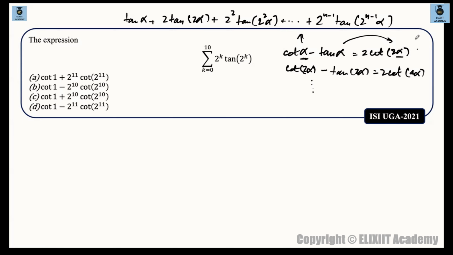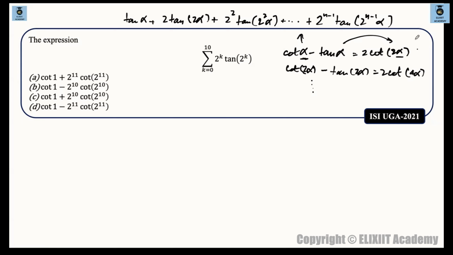Simply break this into cos and sine, and cot alpha is cos divided by sine, and tan is basically sine divided by cos. Simply take this LCM and you will get this simplification from here. In the end, cos of 2 alpha divided by sine of 2 alpha is left, which will be 2 times cos of 2 alpha divided by sine of 2 alpha, which will be cot of 2 alpha. Okay, so the idea to solve this question will come from here only.